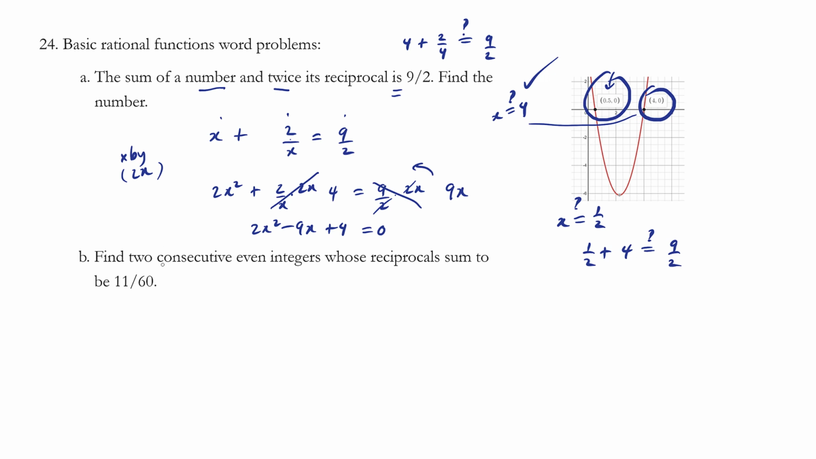Let's work on the next problem. We have a rational function word problem. Find 2 consecutive even integers whose reciprocals sum to be 11 over 60.